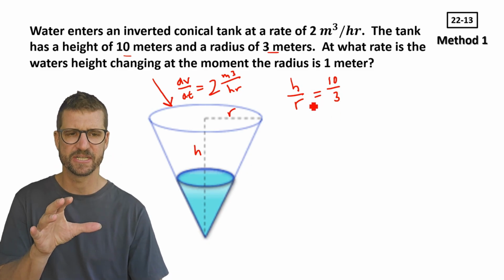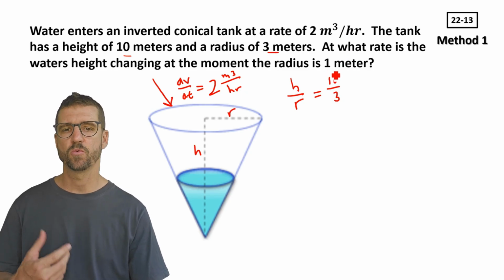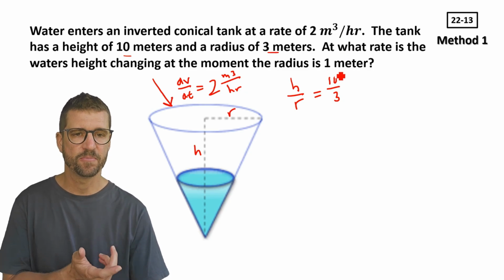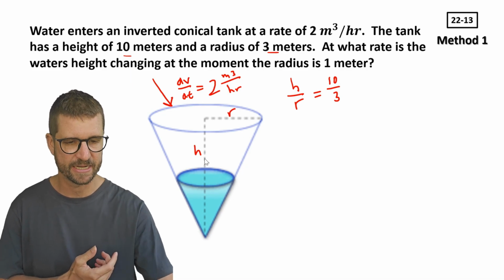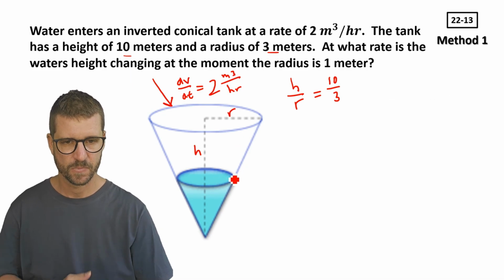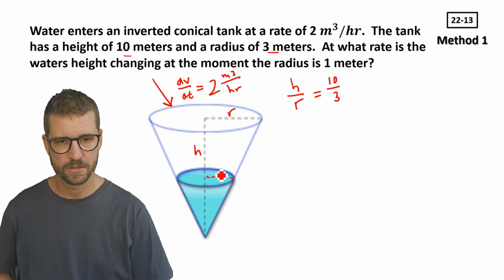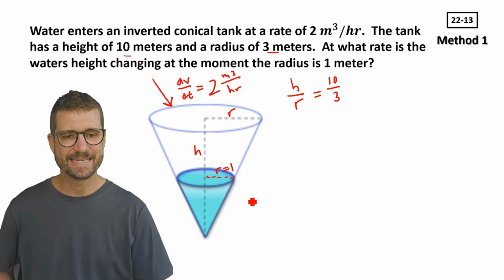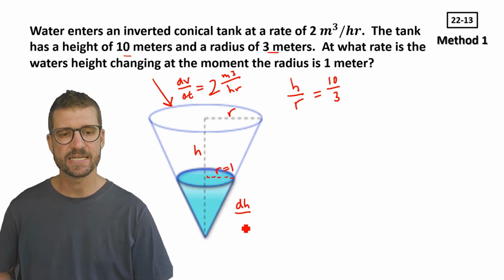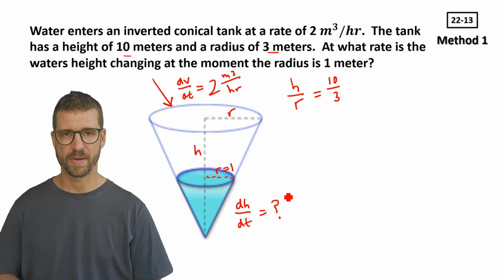We'll rewrite that in just a second, but let's finish writing the rest of this information. At what rate is the water's height changing at the moment the radius is 1? So when R equals 1, imagine that you have this little R equals 1. At that moment, what is dH/dt? dH/dt is what we're looking for, the rate of change of height with respect to time.